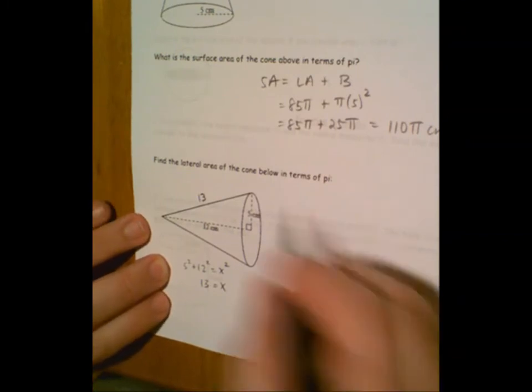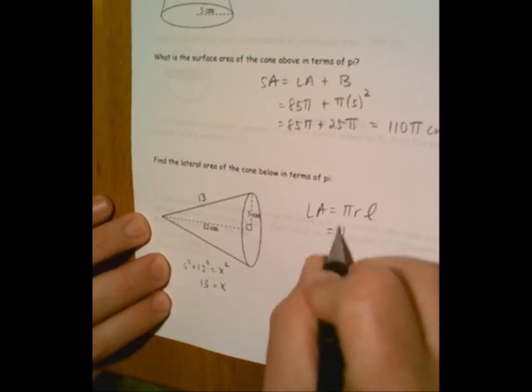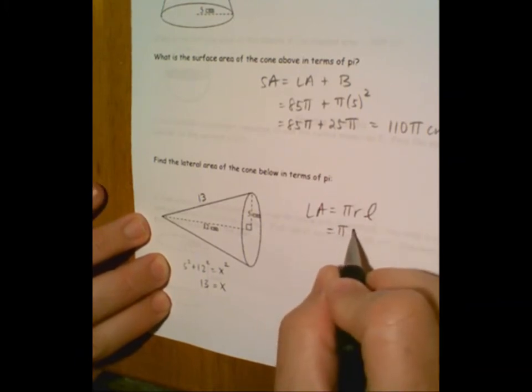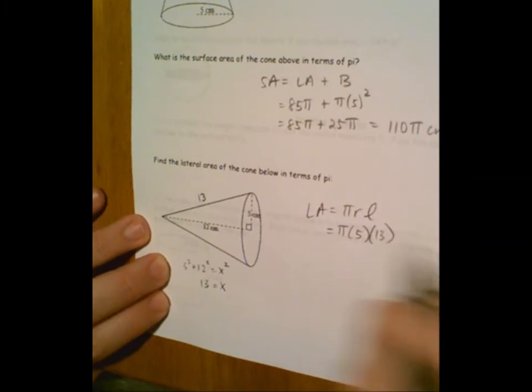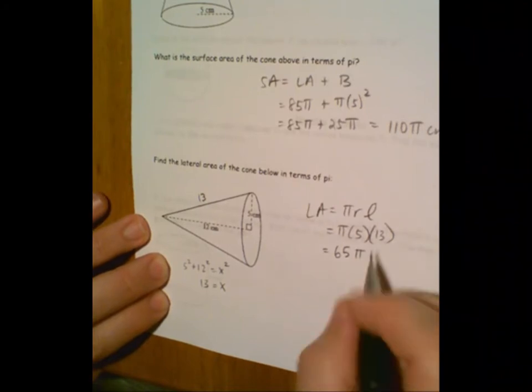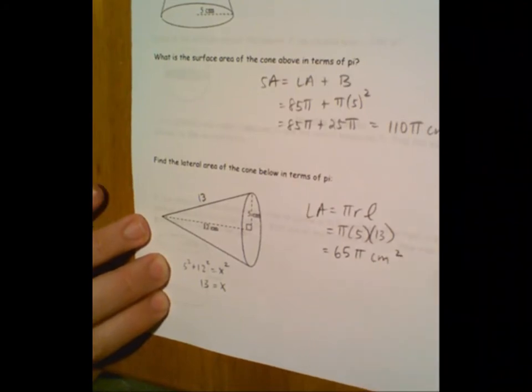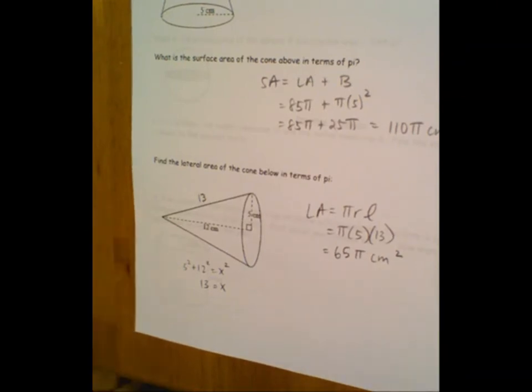Okay? So now the lateral area is equal to pi r L. Pi times the radius is 5. The slant height is 13. And your answer is equal to 65 pi square centimeters. If they asked us for not in terms of pi, and they want it to the nearest tenth or hundredth or thousandth, then you would do in your calculator 65 times pi, and you would round it to the appropriate decimal.